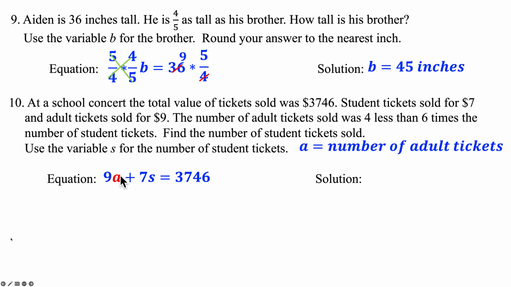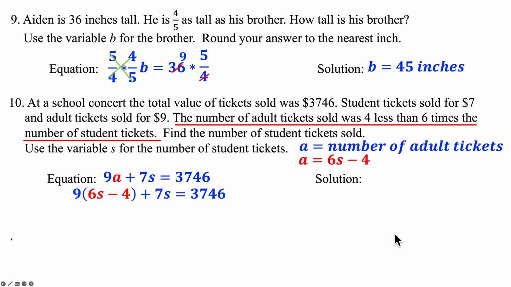So the A, this is the one I introduced, so I'm going to keep it here because it said find the number of student tickets sold. I don't want A in the equation because we're supposed to solve for student tickets S. So there has to be another relationship, and that's this sentence. The number of adult tickets, so A, is equal to 4 less than 6 times the students. So 6 times S minus the 4, that's what A is equal to. We're going to substitute this with parentheses around your A right there.